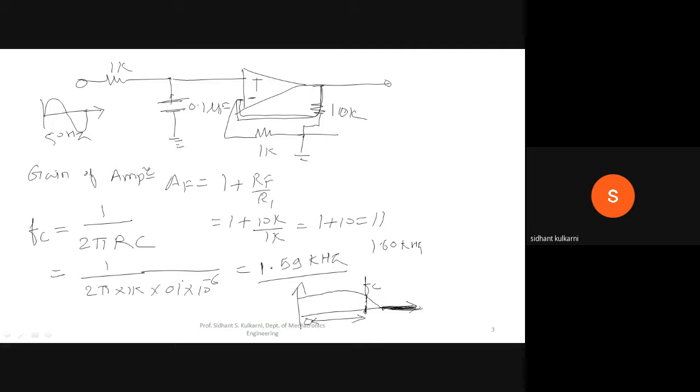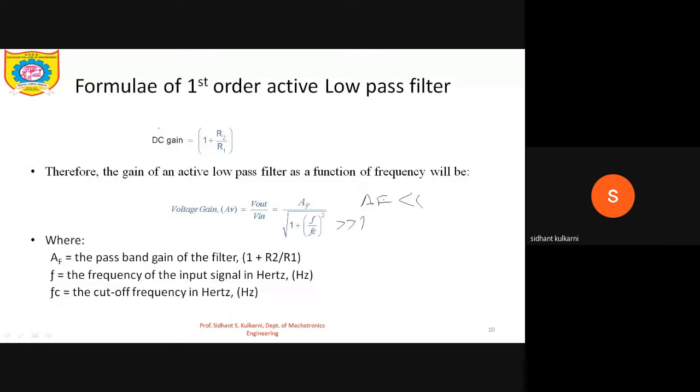We have calculated FC. Let's assume F is equal to 1 kilohertz. Can anyone tell me, using this equation, what will be the voltage gain? Now see, AF, the gain with feedback, you have already calculated. So voltage gain AV is equal to 11 divided by square root of 1 plus F, the given frequency of 1 kilohertz, upon the cutoff frequency, 1.59 kilohertz.